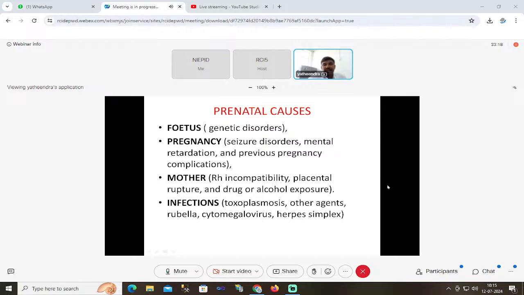So you should be very careful. When you are taking the history, we need to take the history from the mother also. Do any of these habits exist? And as usual, the infections. Infections play a major role in the development of cerebral palsy: toxoplasmosis, rubella, cytomegalovirus, herpes simplex, anything it can be. There are a number of other causes, but these are the major causes with the prenatal.